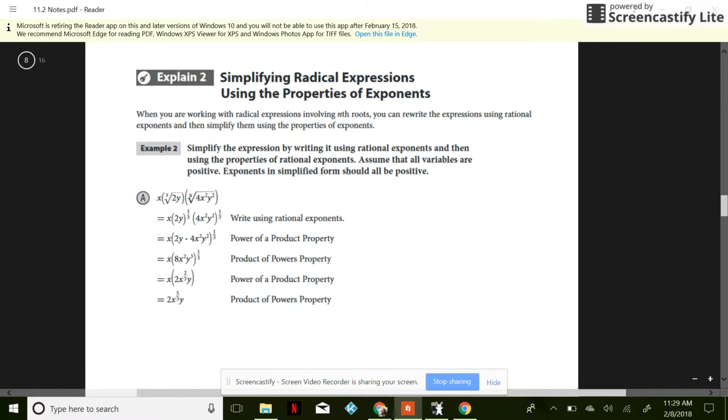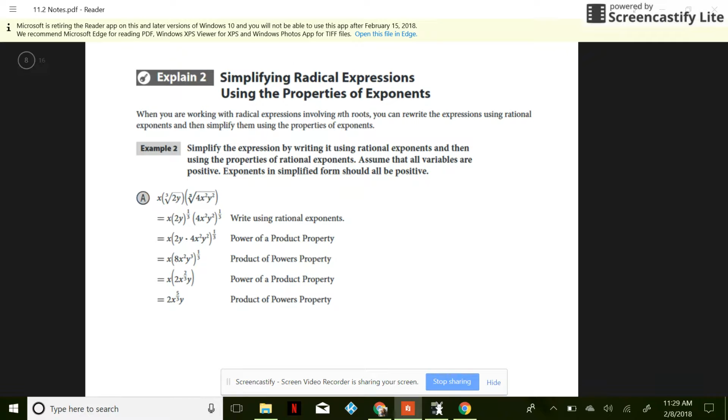So when you're working with radical expressions involving nth roots, you can rewrite the expressions using rational exponents and then simplify using the properties of exponents. So usually you end up taking a square root, rewriting it as the power, and then applying these power rules to what you end up with.